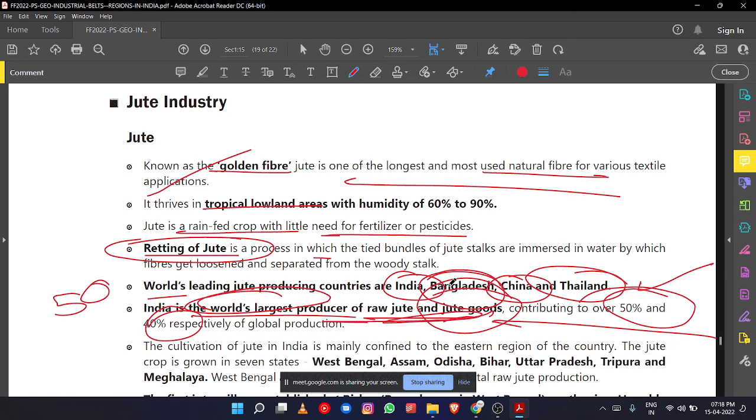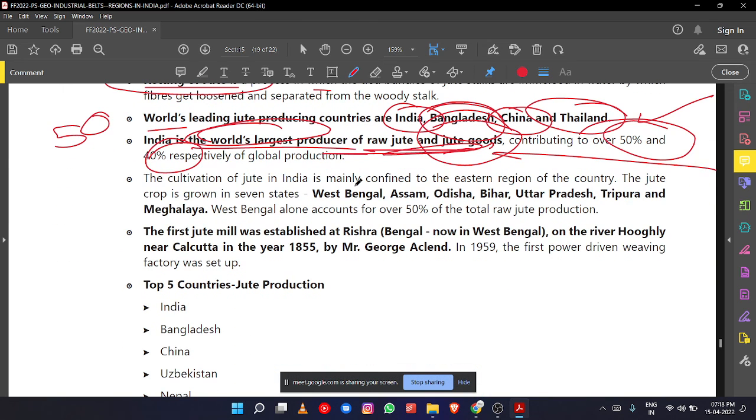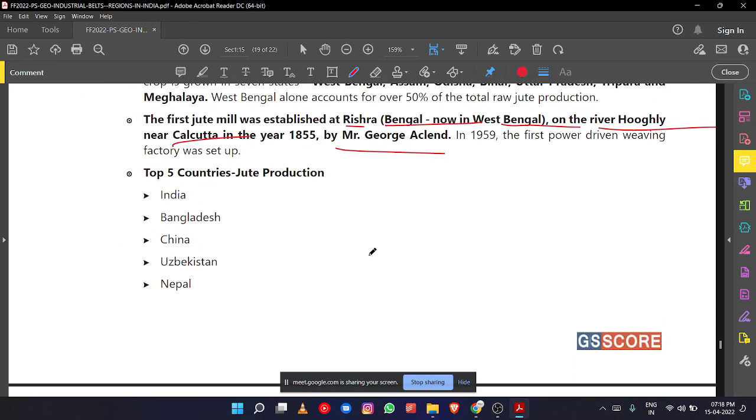Cultivation of jute in India is done in the following areas: West Bengal, Assam, Odisha, Bihar, Uttar Pradesh, Tripura, and Meghalaya. The first jute mill, this fact is very important, was established at Rishra in West Bengal, on the river Hooghly near Calcutta, by George Acland. Top jute producing countries we have seen: India, Bangladesh, China, Uzbekistan, and Nepal.